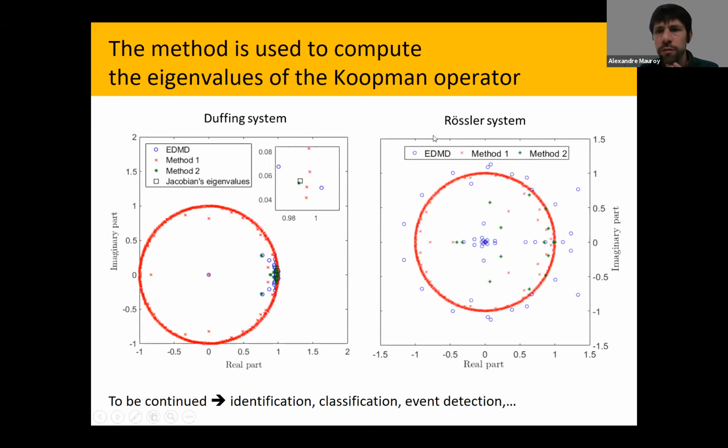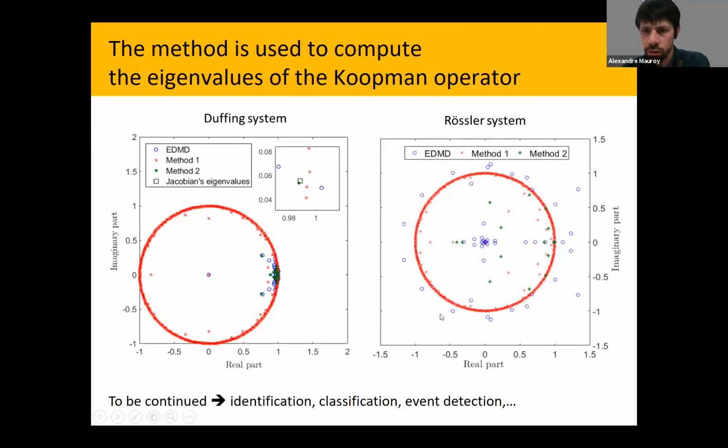And we have done this for the Duffing system and again the Rössler system. For instance, in the case of the Duffing system, we can see that with the second method, we capture the eigenvalue of the Jacobian matrix computed near the equilibrium. And we know that this eigenvalue should be in the spectrum of the Koopman operator. In the case of the Rössler system, we can see that the EDMD method will produce an unstable eigenvalue.